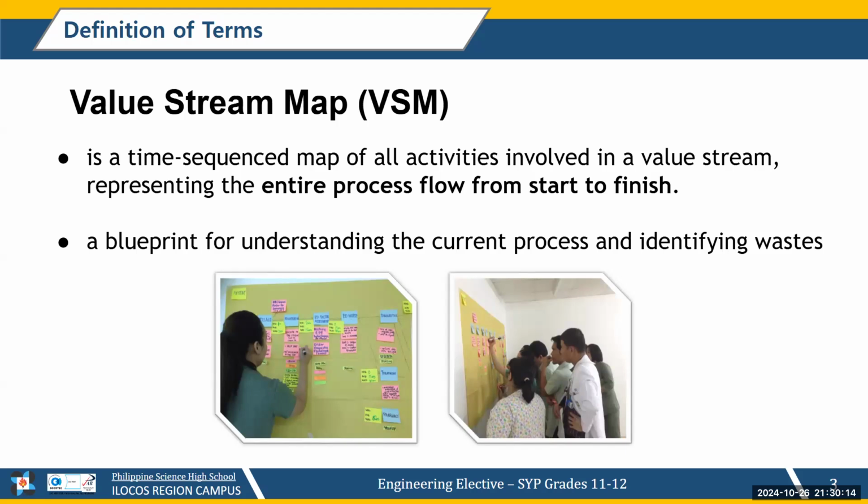VSM is a time sequenced map of all activities involved in the value stream. So this represents the entire process flow from start to finish. VSM serves as a blueprint for us to understand the current process in order to improve it by identifying waste and eliminating or reducing them. So this is a tool that is used by teams in order to improve processes.